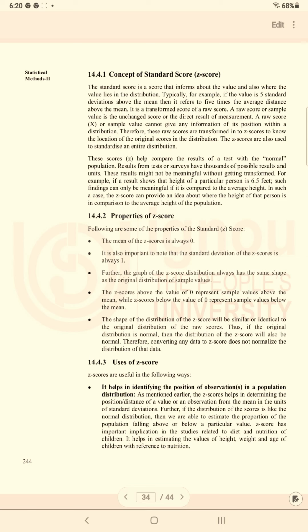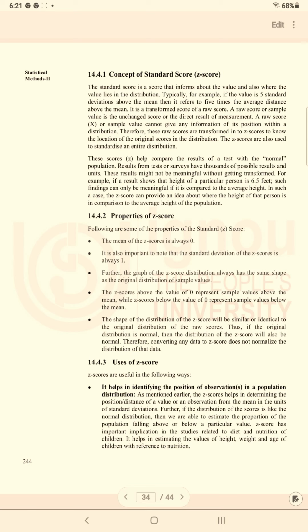14.4.3 Uses of z-score. Z-scores are useful in the following ways. It helps in identifying the position of observations in a population distribution. As mentioned earlier, the z-score helps in determining the position, the distance of a value or an observation from the mean in the units of standard deviations. Further, if the distribution of the scores is like the normal distribution, then we are able to estimate the proportion of the population falling above or below a particular value.